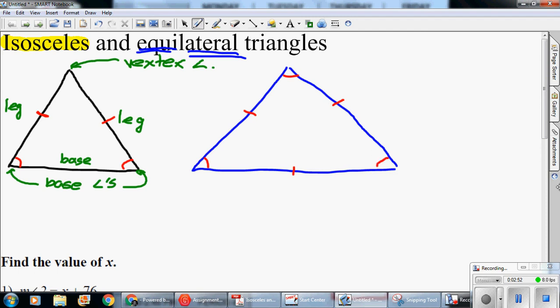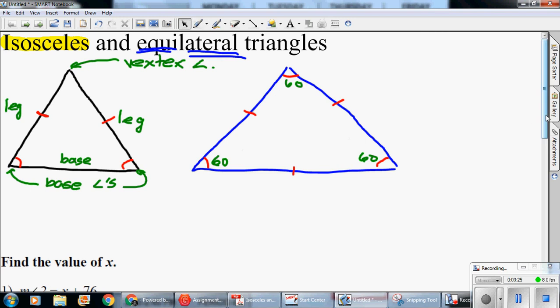Okay? Now, if you take 180 and divide it by 3, you're going to get 60, 60, 60. That's because 60 plus 60 is 120, and 120 plus 60 will be 180. Okay? Now, in this case, the sides are all the same, so there's no special name. And all the angles are the same, so there's no special name here.